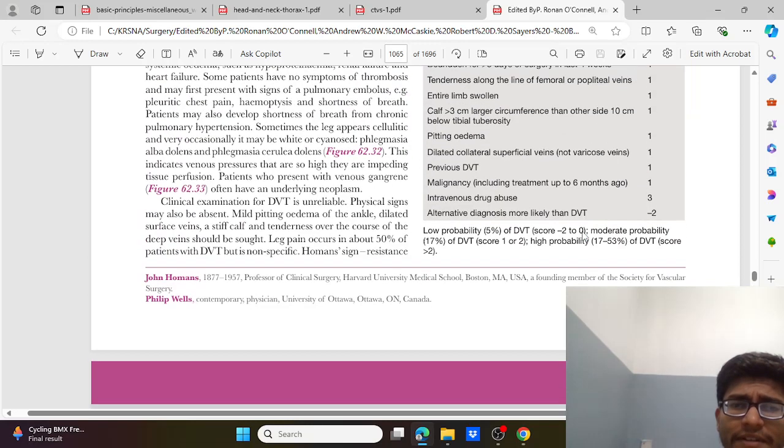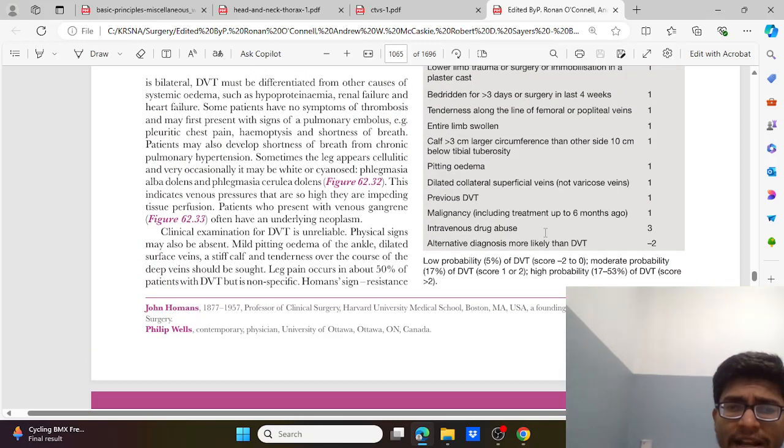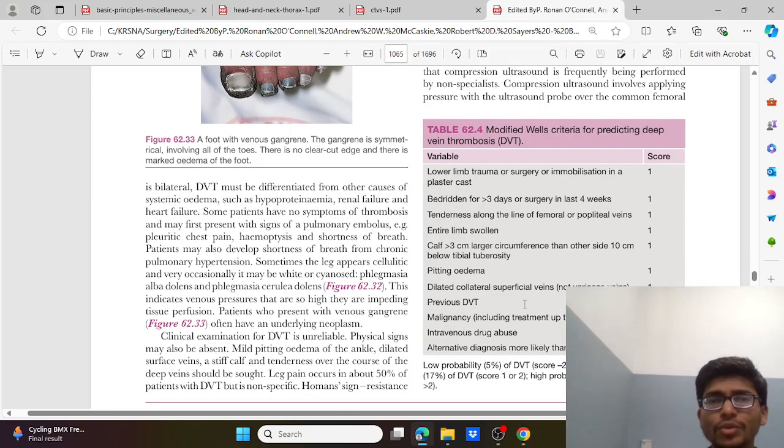So the probability of DVT will be 5% if the score is minus 2 to 0, moderate if the score is 1 or 2, that is 17%, and high probability, 50 to 70%, if it is more than 2.